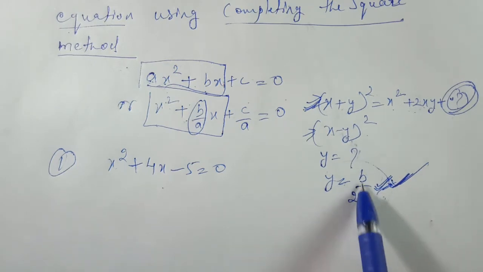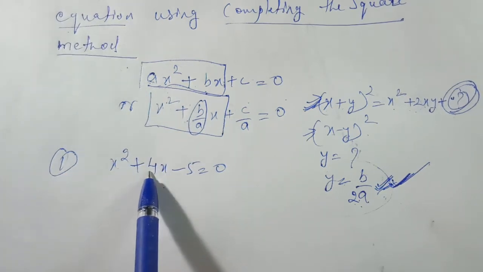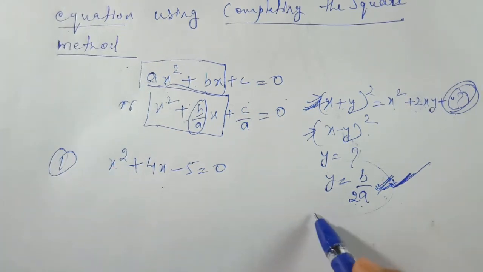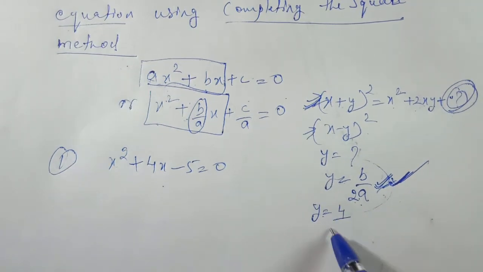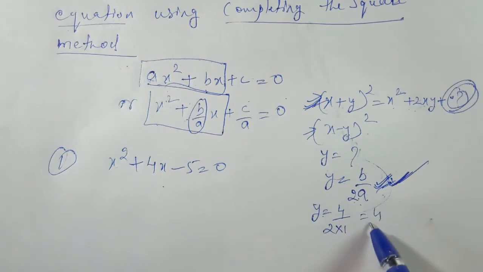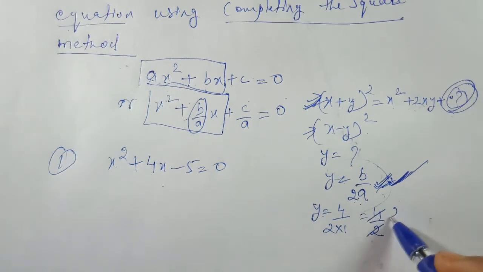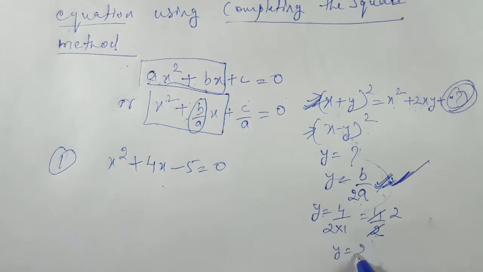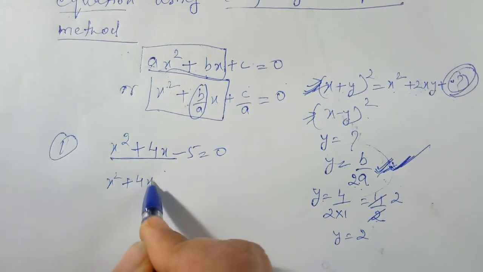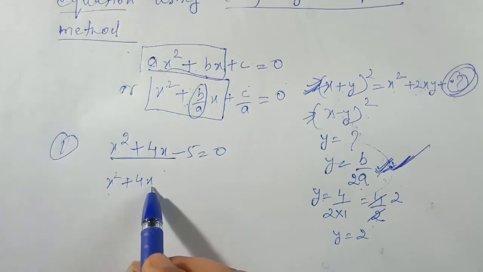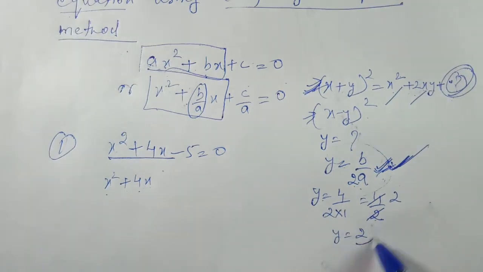We know that y is equal to b upon 2a. Here b means the coefficient of x and a means the coefficient of x square. It means over here we have y equal to 4 upon 2 into 1, which is 4 upon 2. If we divide it, we get y equal to 2. So we're going to write these two terms, x square plus 2xy, of the identity we have. For the last term y square we have to take 2.